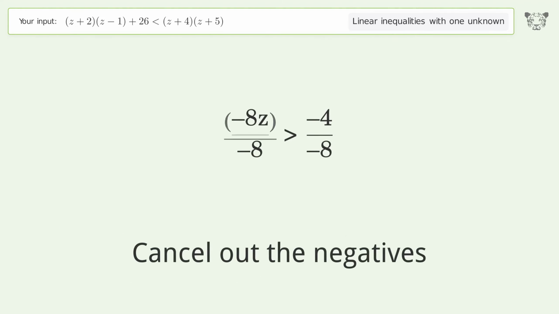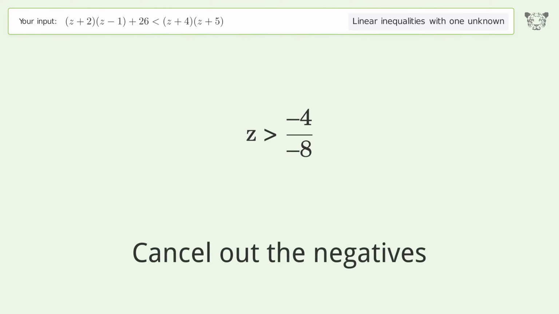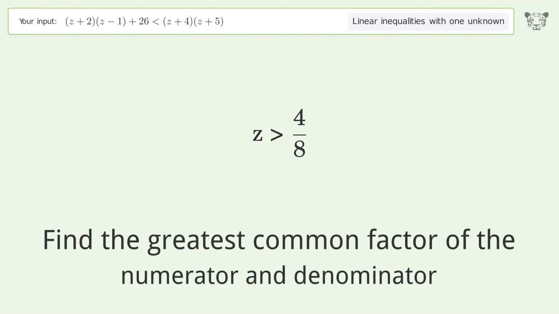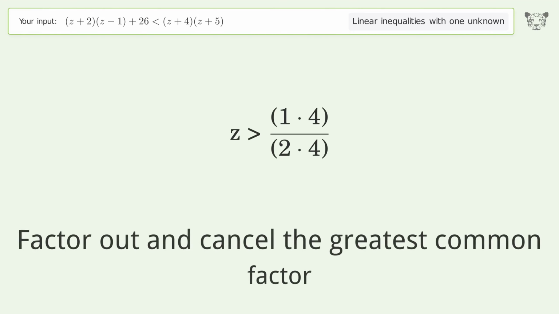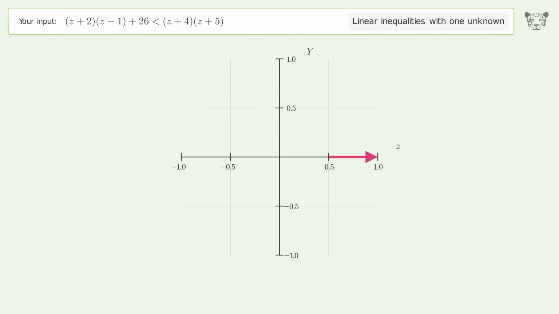Cancel out the negatives. Simplify the fraction. Cancel out the negatives. Find the greatest common factor of the numerator and denominator. Factor out and cancel the greatest common factor. Plot the solution on a coordinate grid. And so the final result is z greater than 1 over 2.